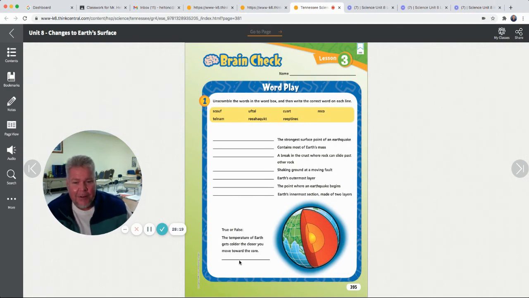True or false? The temperature of the Earth gets colder the closer you move towards the core. That's false. It's very, very hot in the middle of the Earth. The closer you move to the core, the hotter it is.